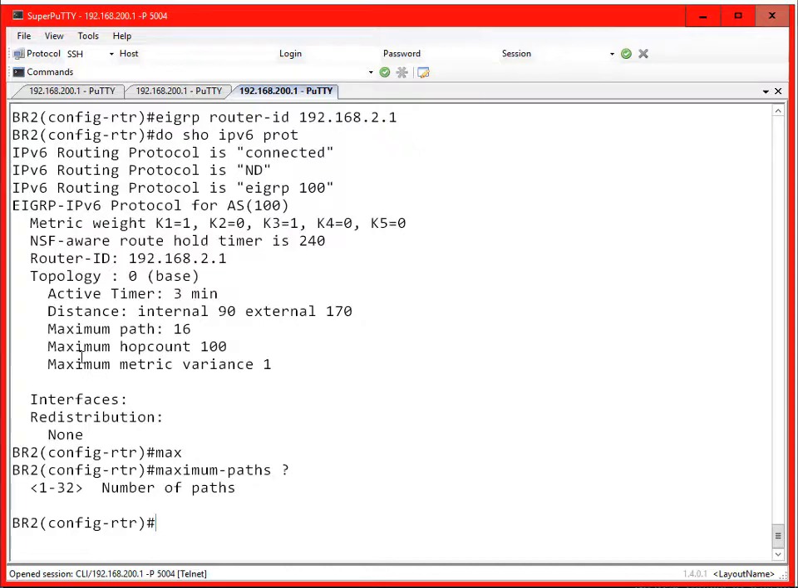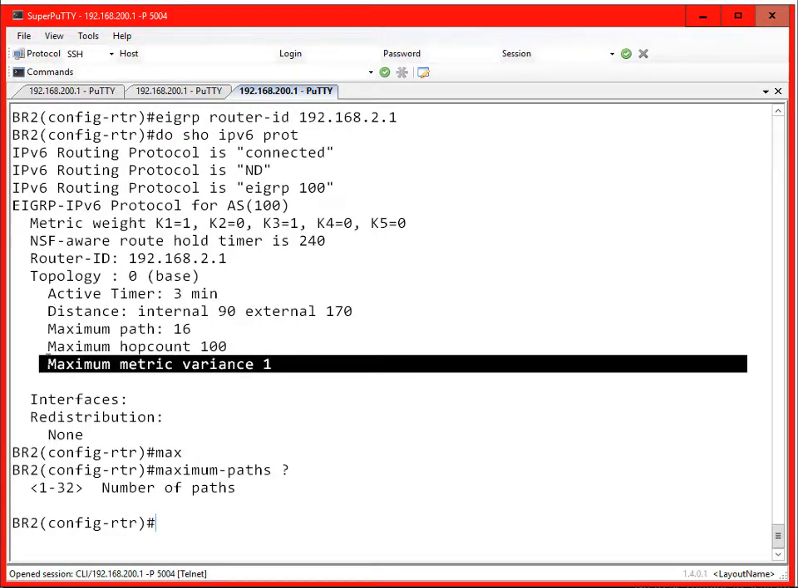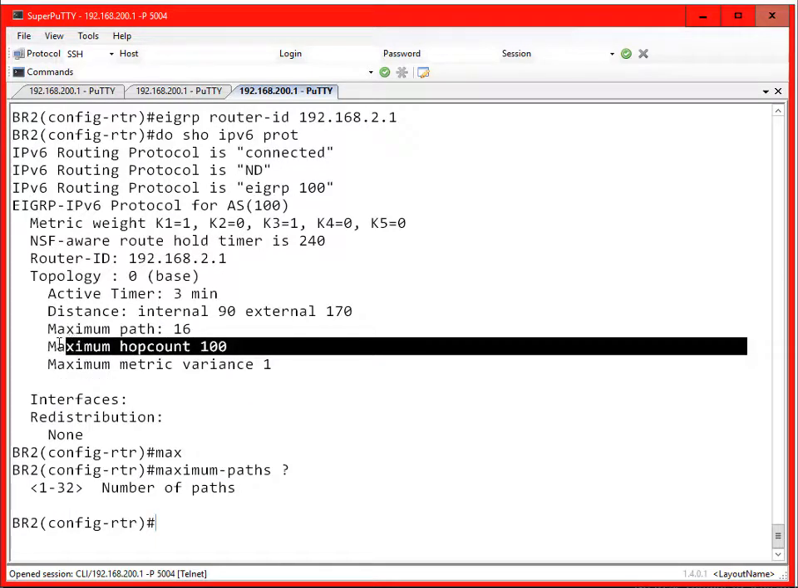As far as everything else goes, though, the default variance is 1, and maximum hop count is still 100, because that's simply a limitation of the protocol itself, whether it's v4 or v6. So that's a great thing. We don't have to relearn everything as we move over to IPv6 with these particular protocols. They operate essentially the same way.